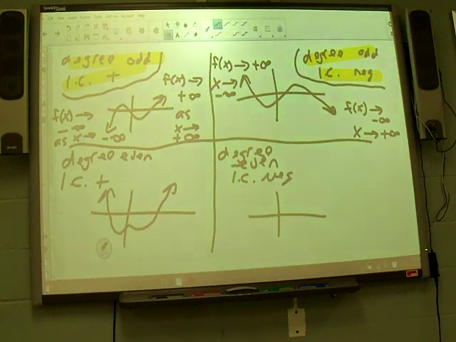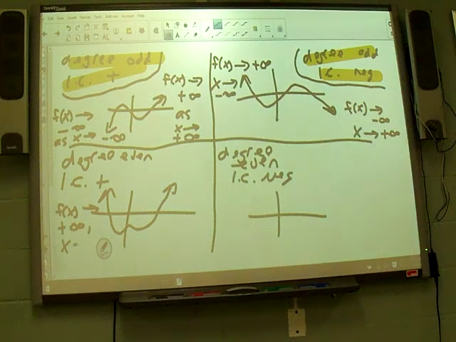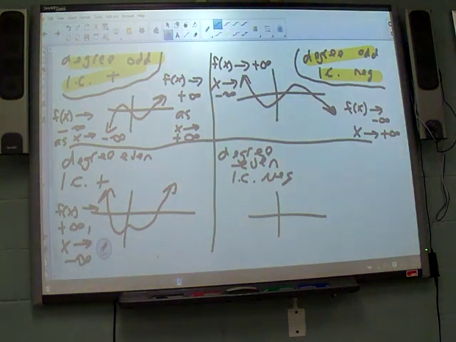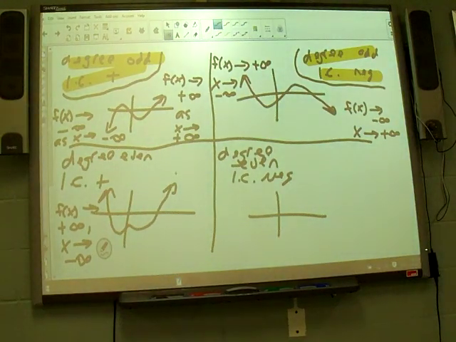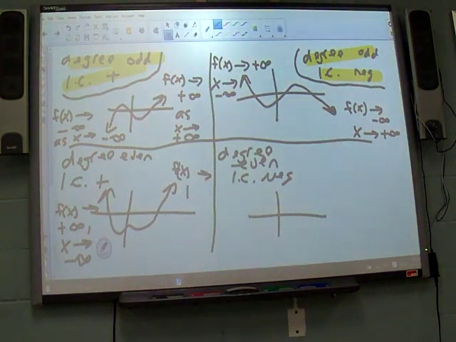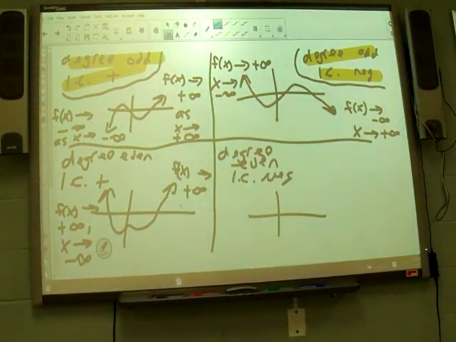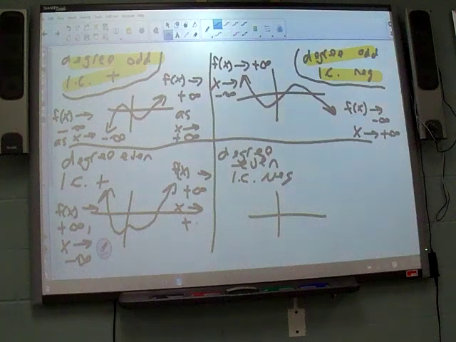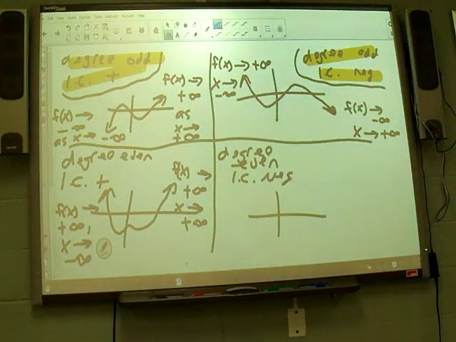Over here on the left side, my f of x is going up. So it's approaching positive infinity. But my x is going to the left. So it's approaching negative infinity. Over here on the right, my f of x is going up. So it's approaching positive infinity. But my x is going to the right. So it's approaching positive infinity.